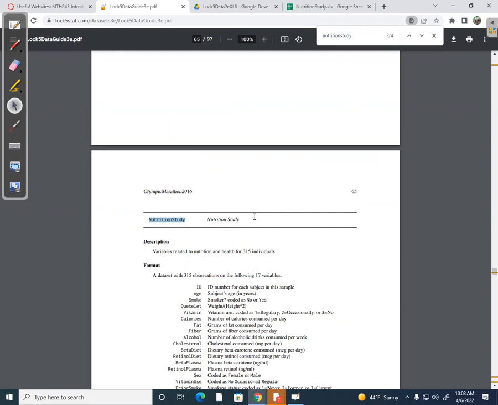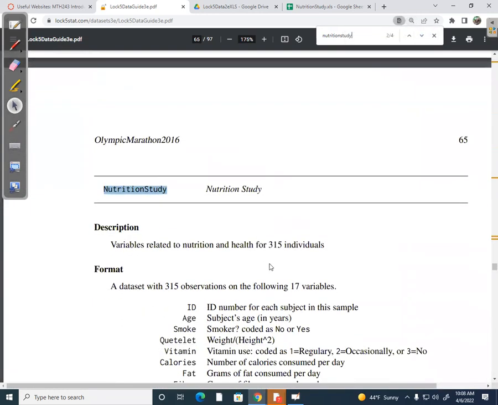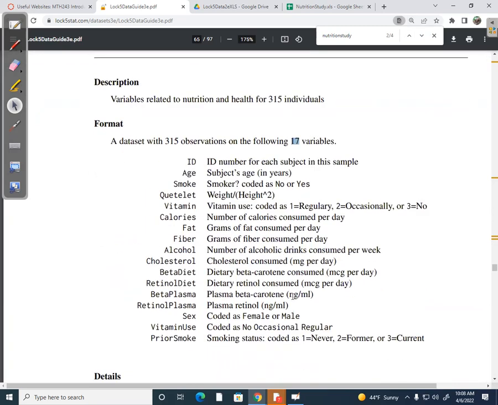All right, so I found nutrition study here. Let's blow it up so we can read it better. All right, variables related to nutrition and health, 315 individuals. The individuals are the cases. Okay, so what's an individual here? So we're gonna have to look further down. So again, 315 observations, 17 different variables.